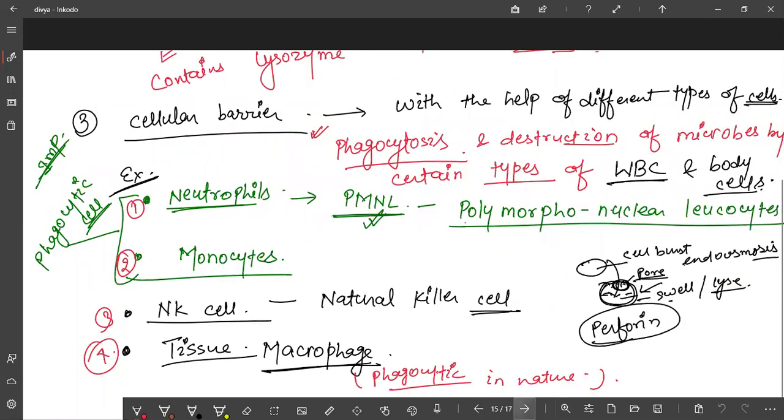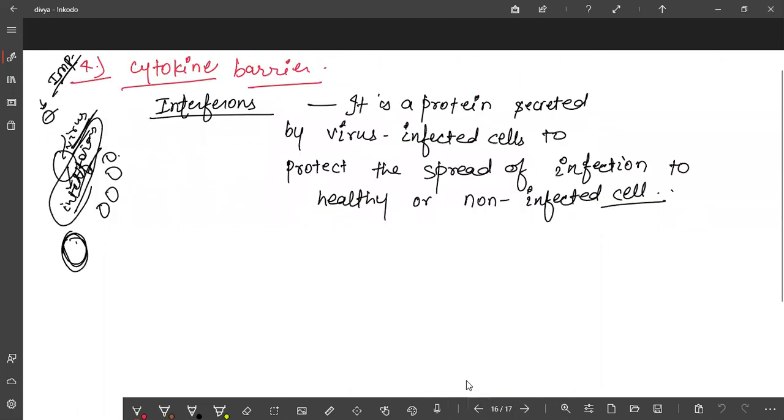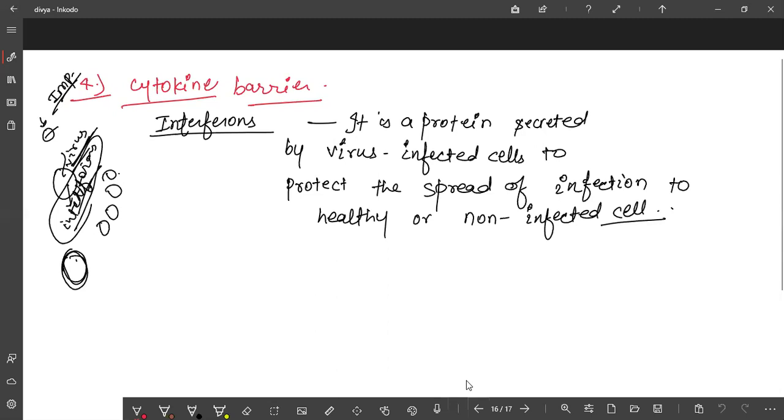And what is the full form of PMNL? Polymorphonuclear leukocyte. And what is another name of PMNL? Neutrophils. Good.